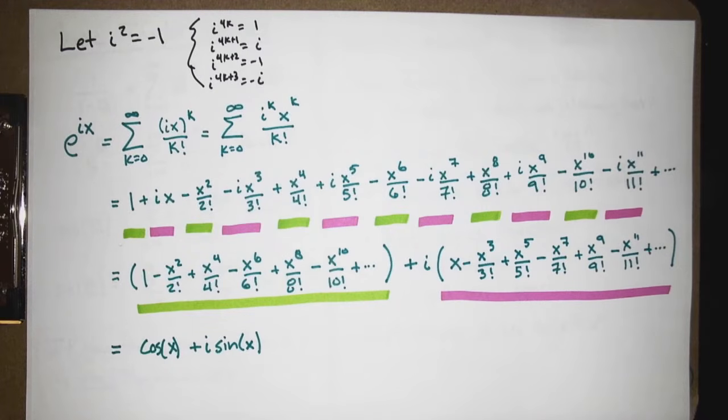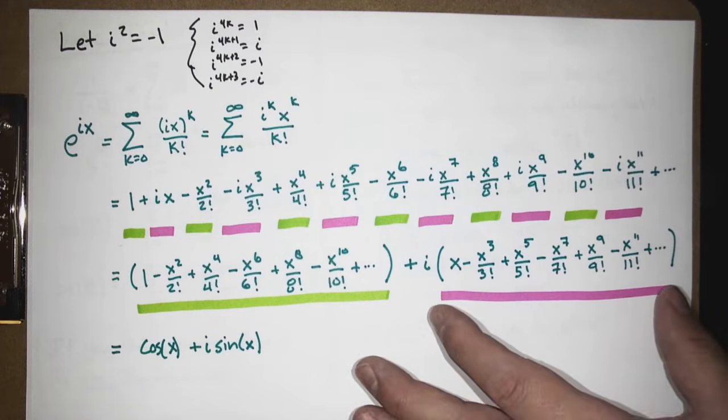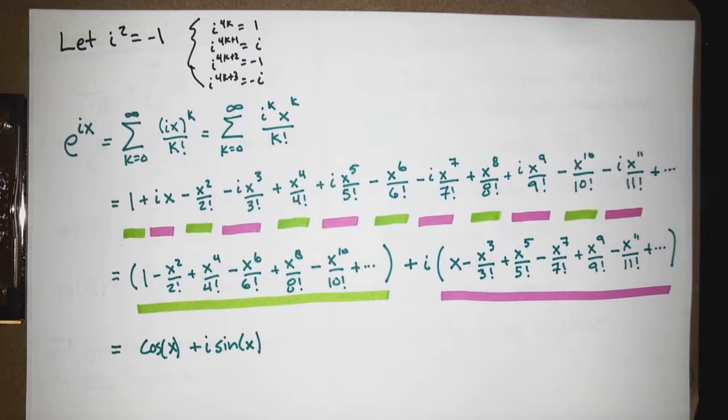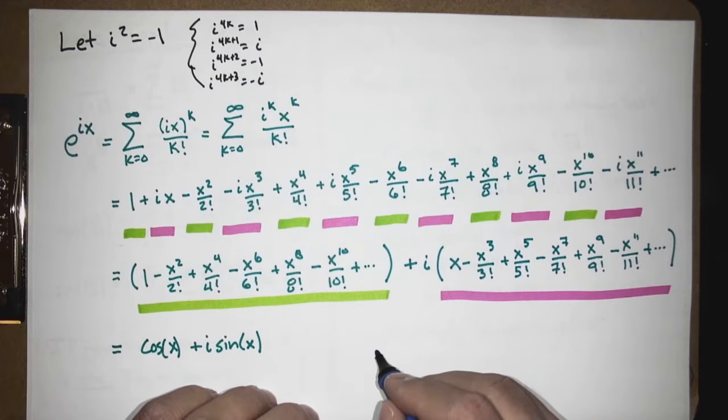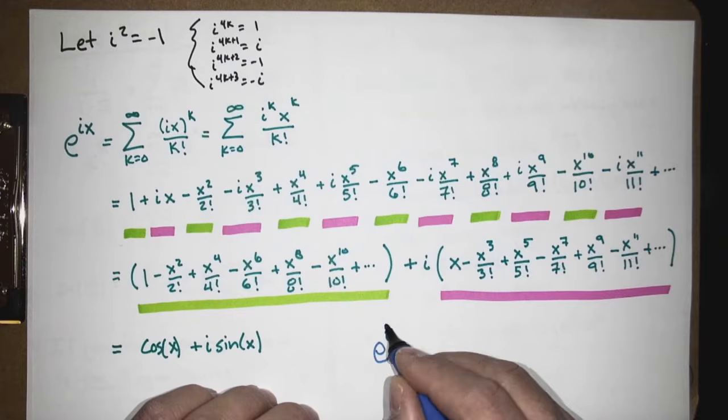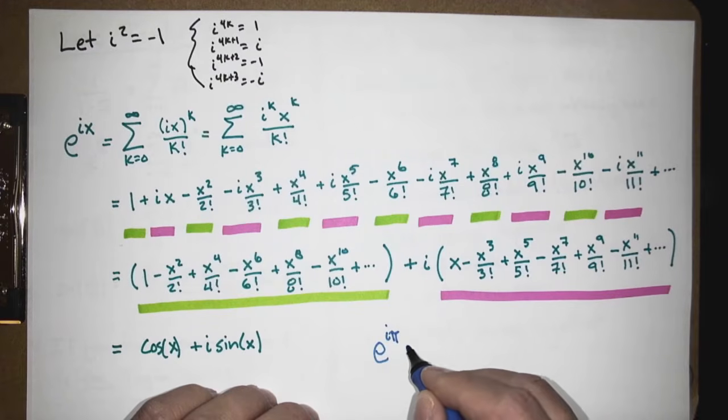And for the imaginary part, we see sine x. That's the Taylor series. So we get e to the ix is cosine x plus i sine x. Now this leads to all sorts of fun facts. So for instance, one of the very famous equations, what is e to the i pi plus 1?